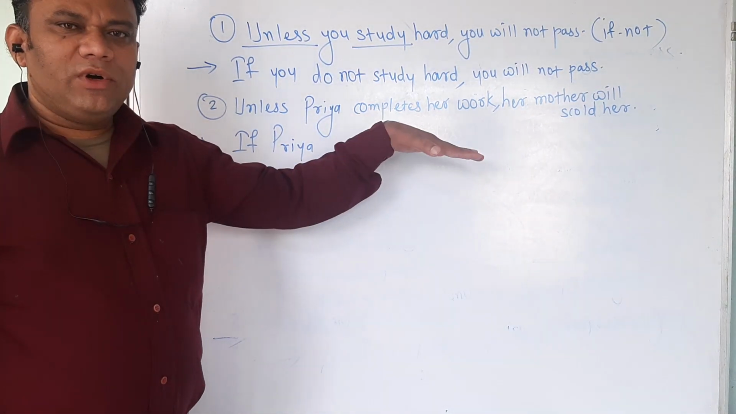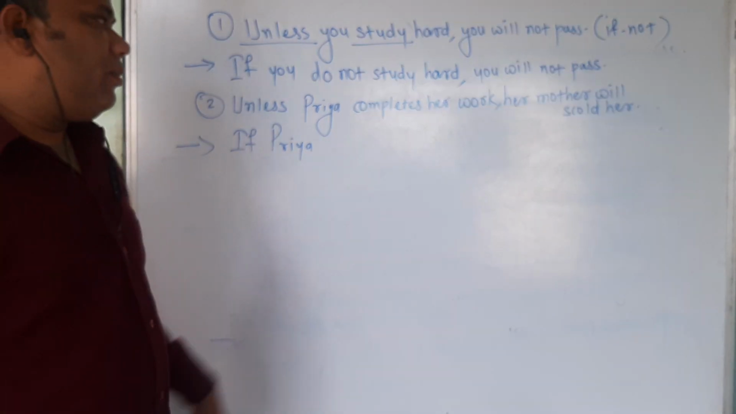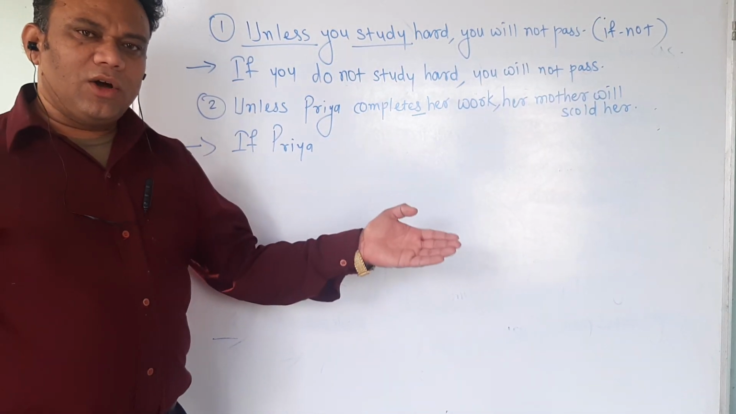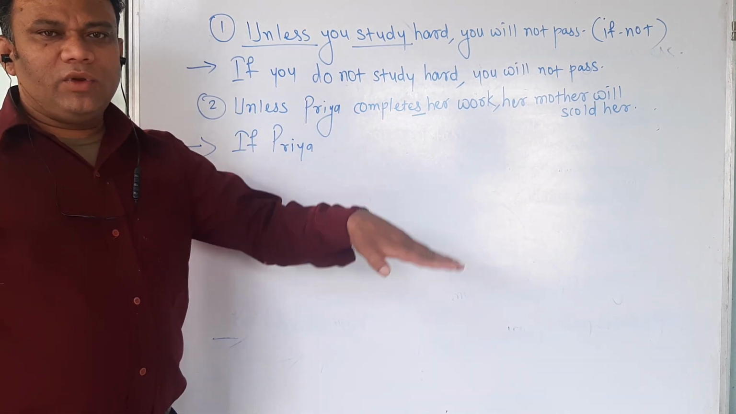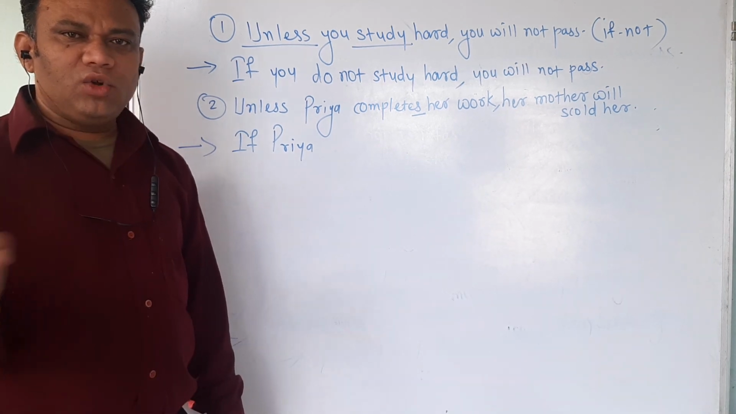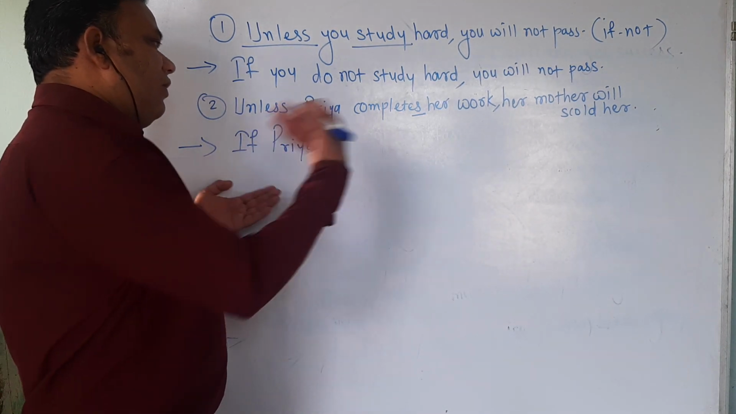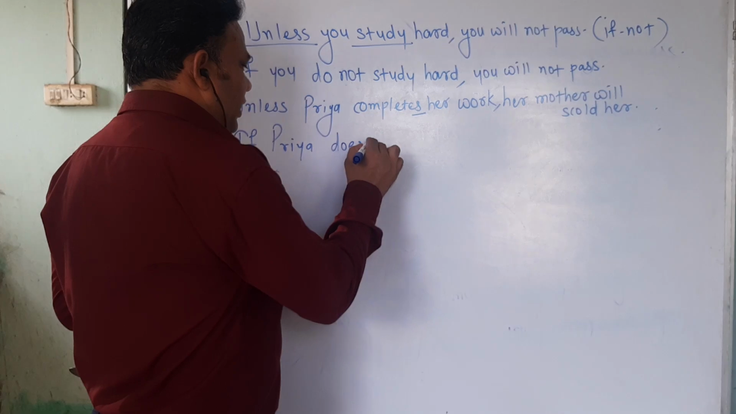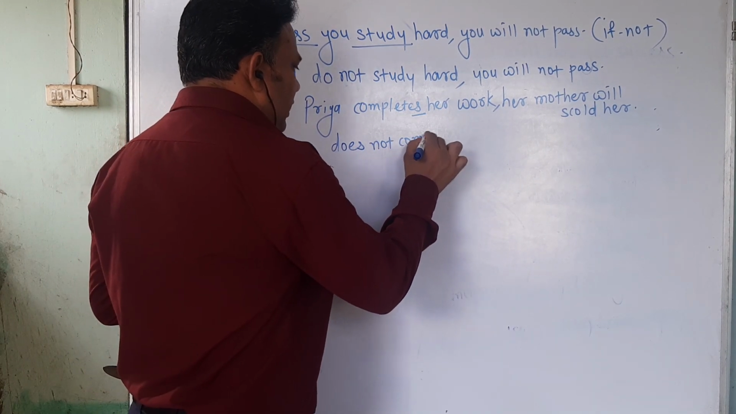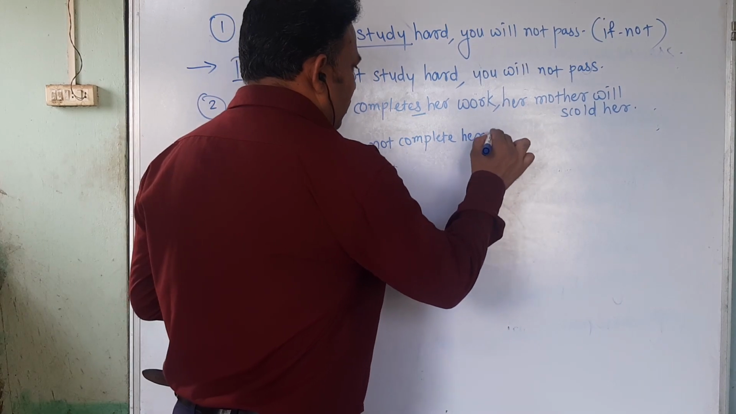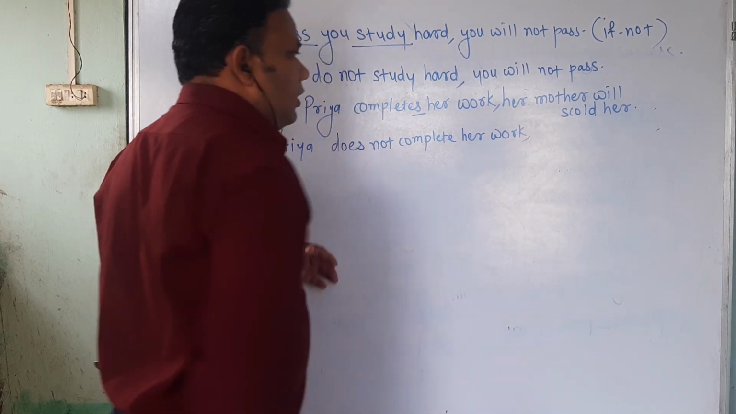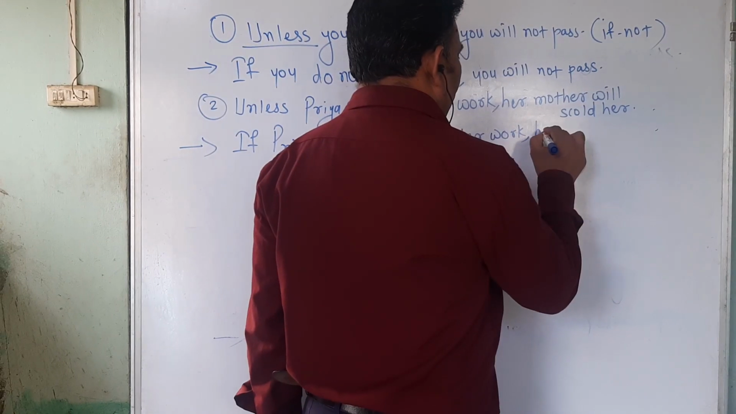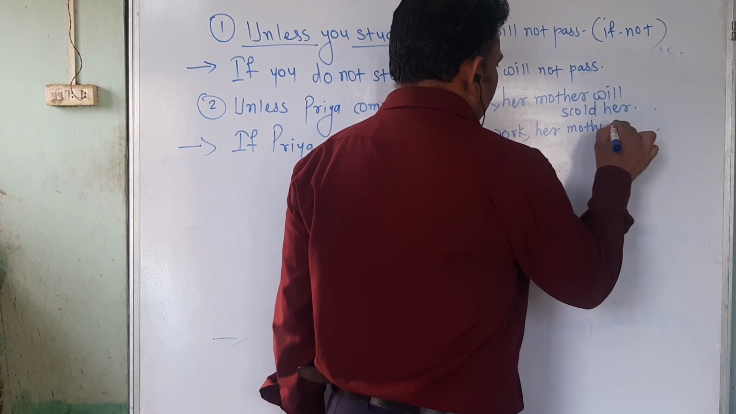Now here also a helping verb is not available and completes is the main verb. Means the suffix s is added to the main verb, and if s or es is added to the main verb, then we have to use does not plus V1 to make it negative. So what will be the negative of completes? Does not complete. If Priya does not complete her work, then there will be no change in the remaining part of the sentence. Her mother will scold her.